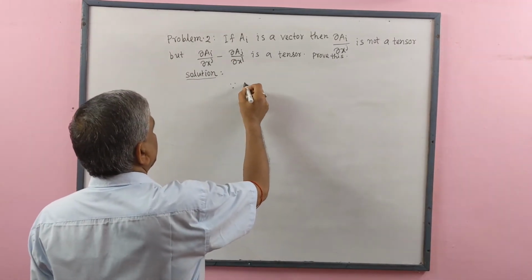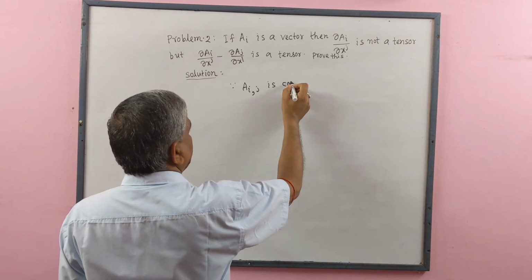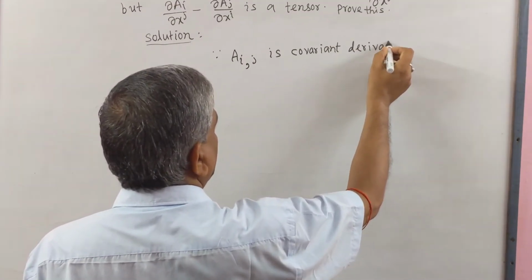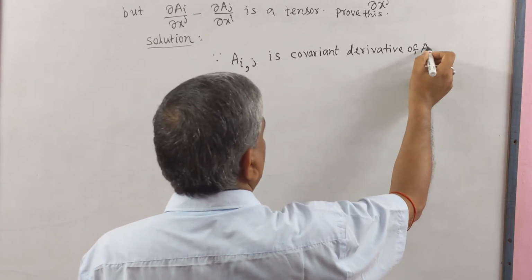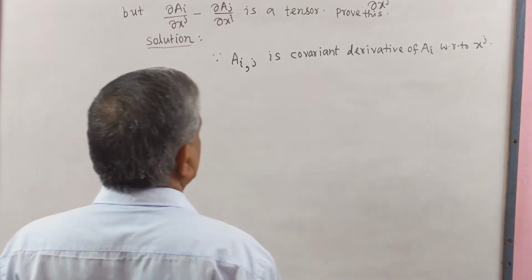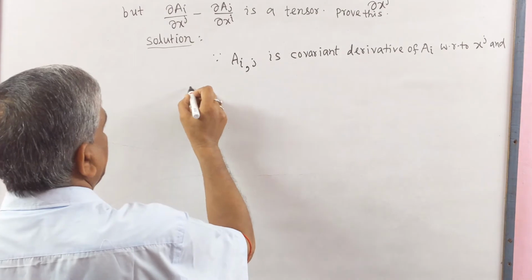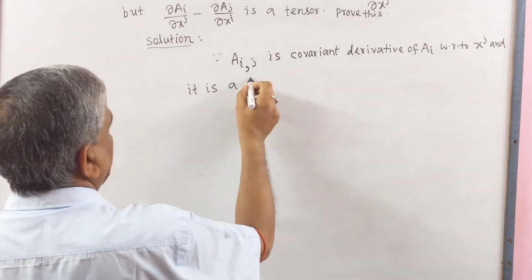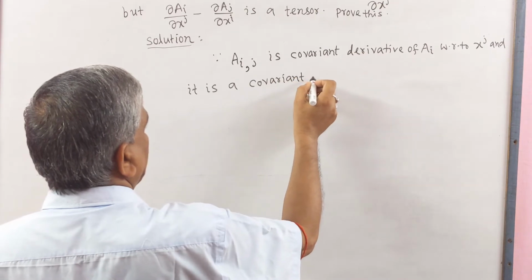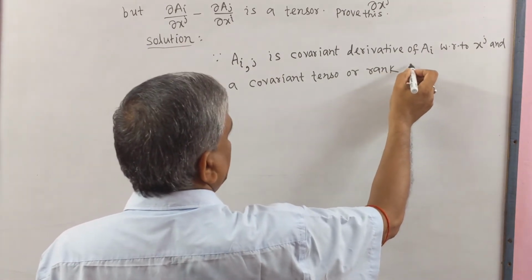Since a_i,j is the covariant derivative of a_i with respect to x_j, and it is a covariant tensor of rank 2.